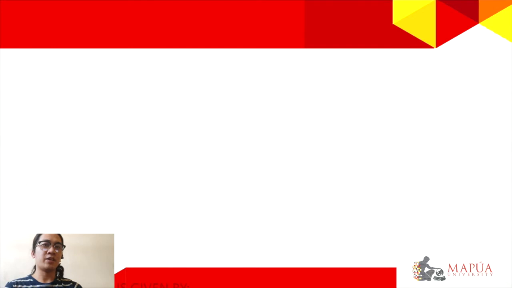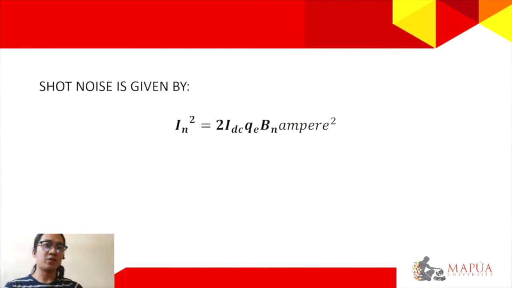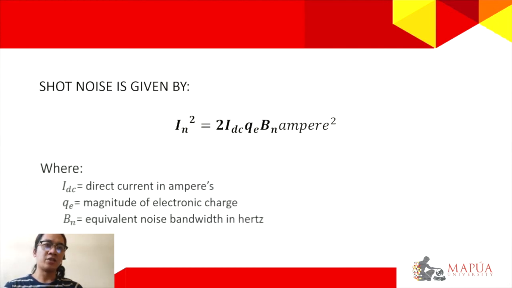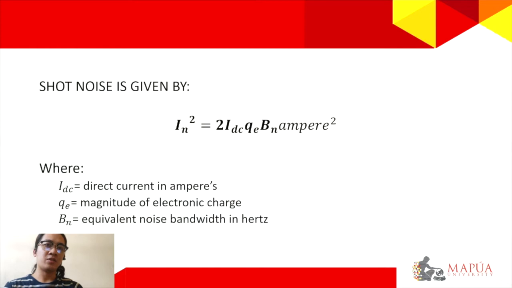Shot noise is given by the formula I_N squared is equal to 2 I_DC q_e B_N ampere squared. The I_DC is the DC current in amperes. The q_e is the magnitude of the electronic charge, and the B_N is the equivalent noise bandwidth in hertz.